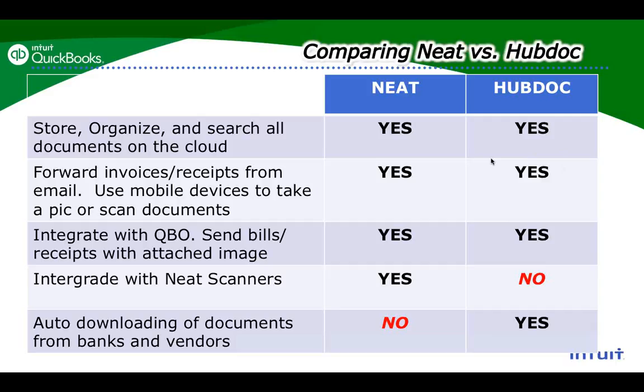Just to quickly compare the two. With Neat and Hubdoc, they're very similar because of what they achieve. But where you really see them differ is that Neat has that really neat scanner integration with their scanners, and Hubdoc has the document aggregation. And I'm only comparing these two. I'm not comparing Bill.com, which I'll do next, because Bill.com is not really comparable to any of these. The only two that are true document management systems are these two. Bill.com goes a little bit beyond that. But was there another question before I move forward?